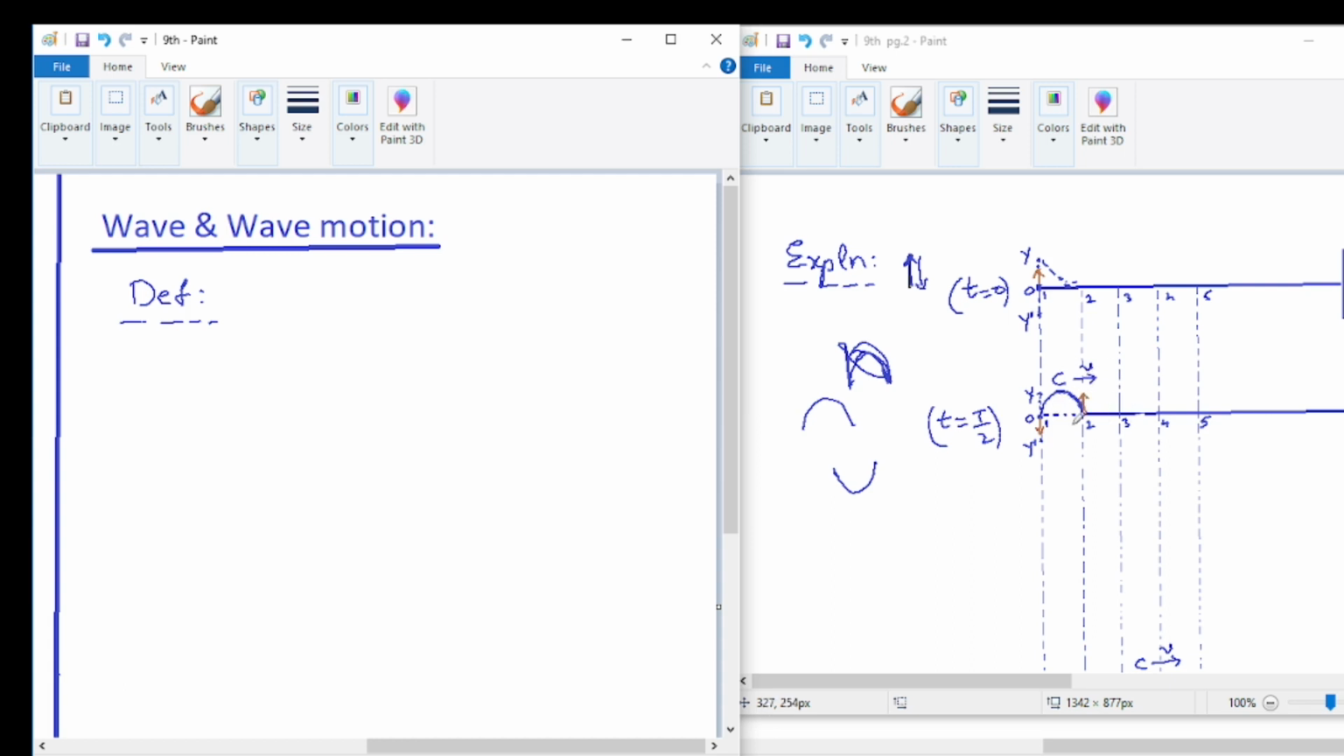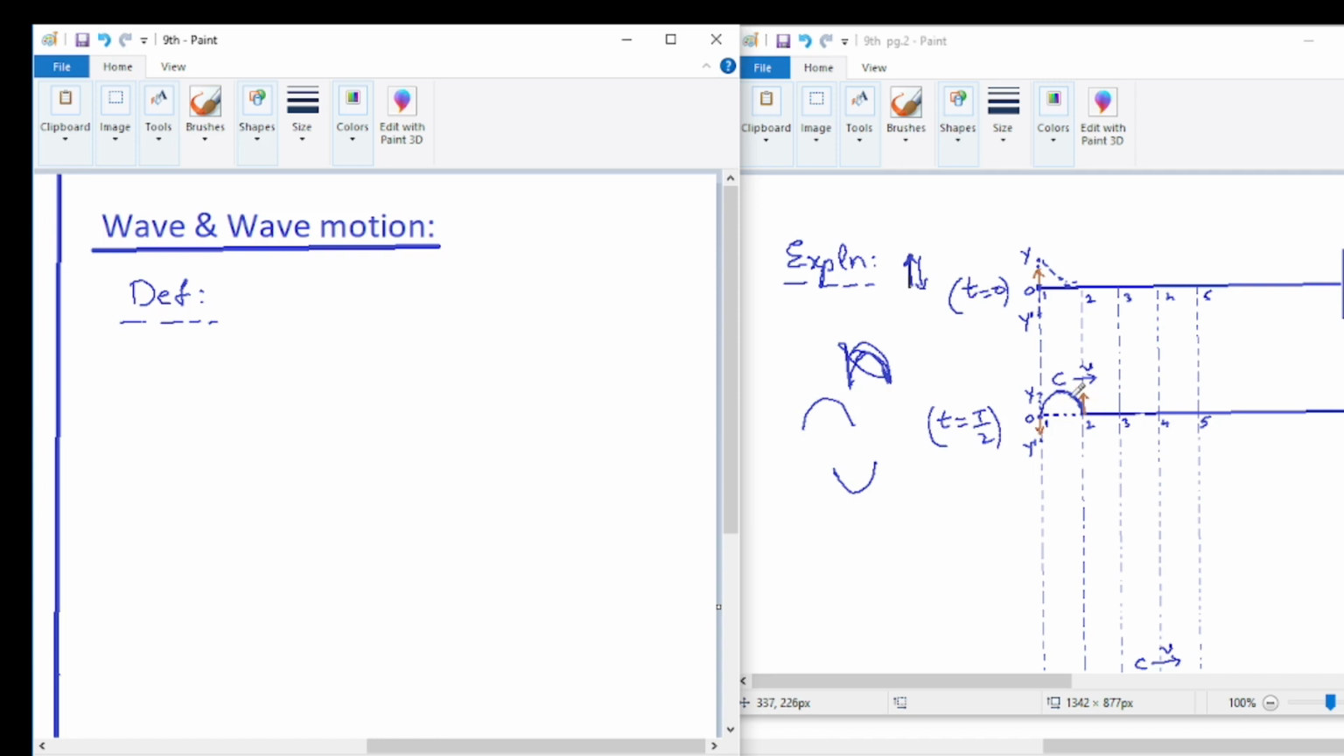So how will the diagram look? The diagram exactly looks like this. Now the important thing is, we gave the left end of the string, that is particle 1, only an upward jerk. We just moved it up and then back to the same position. After that, the string is not disturbed. Imagine that beyond the time T by 2, the string is not disturbed. It means particle 1 is kept like that. We are just holding the particle at the same point, and we are not giving it any more jerks.